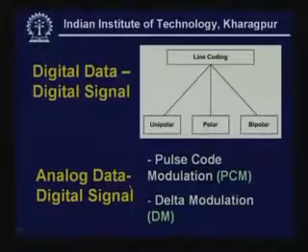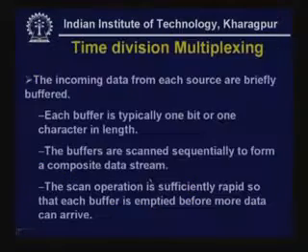And of course, as we know, we have to generate data in digital form, and you have to do suitable encoding, like digital data to digital signal encoding. If your data is analog in nature, then you have to convert it into digital form by using pulse code modulation or delta modulation, get the digital signal, and then you can do time division multiplexing.